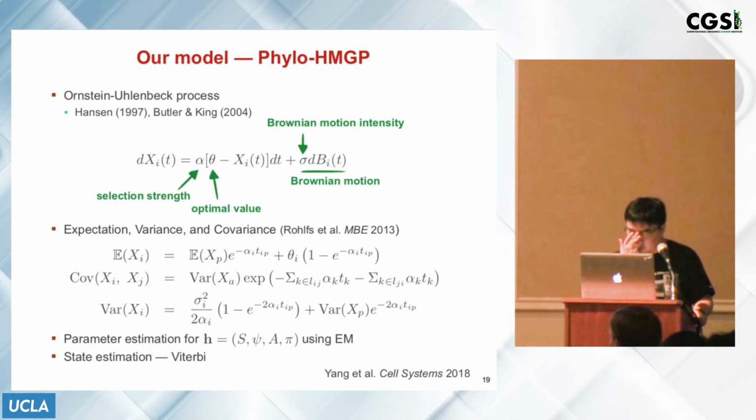This OU process can be considered a modification of Brownian motion, which is a continuous-time stochastic process with mean 0 and variance equal to the increment of time. It has been used in several different studies, mostly in studying single-locus phenotype evolution or gene expression evolution across different species.